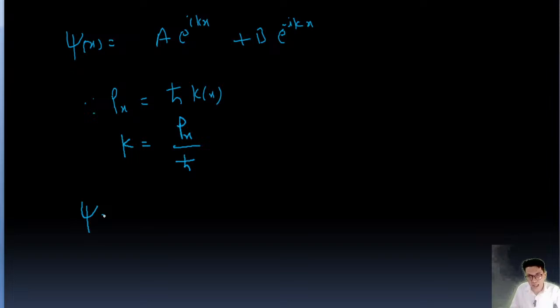So psi x is going to be a e to the power iota upon h cut integration px dx. We can write this because we know if you integrate px dx, it is going to be px upon h cut, and this is the value of k, px upon h cut. So iota is here, iota kx.